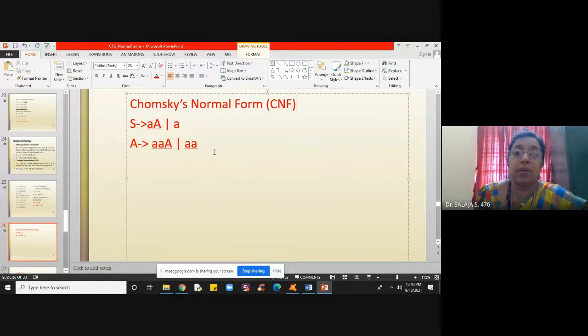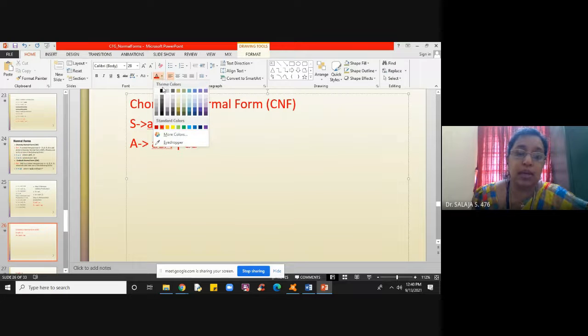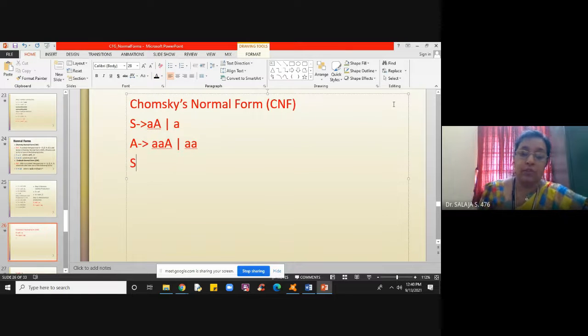Now what has to happen? It has to either have a variable on the right hand side, or it should have a terminal on the right hand side, or it should have two variables. Right? So what we'll do is we'll do a little bit of changes here. The first one has one terminal and one variable, which is not allowed. So what I'll do is I'll introduce a new variable VA.